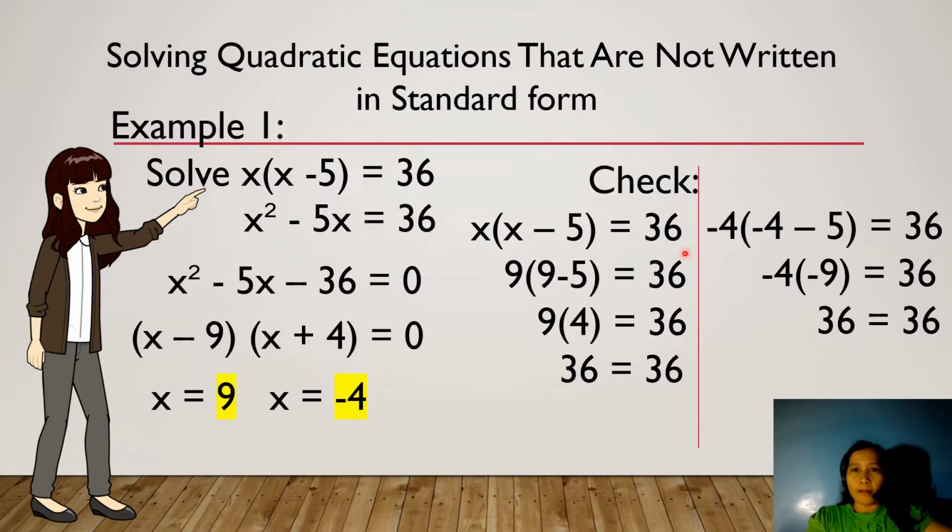We change x to negative 4. So negative 4 times the quantity of negative 4 minus 5 is equal to 36. Then bring down negative 4. Negative 4 minus 5 is negative 9. Then negative 4 times negative 9 is equal to 36. And then they are equal now. Both solutions are satisfying our original equation. So, our answers are correct.